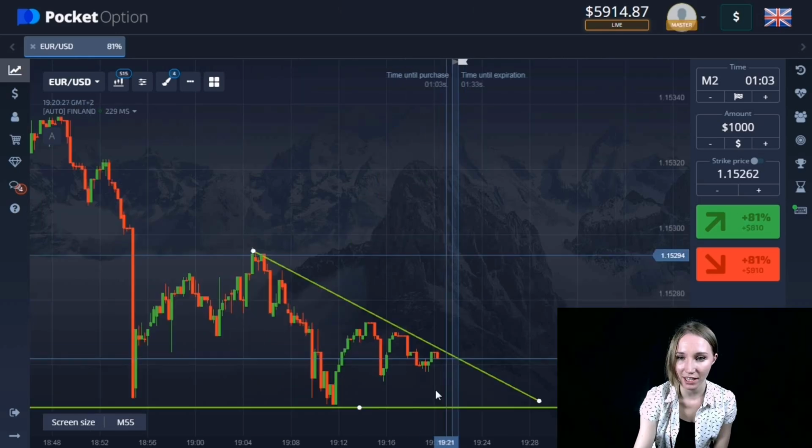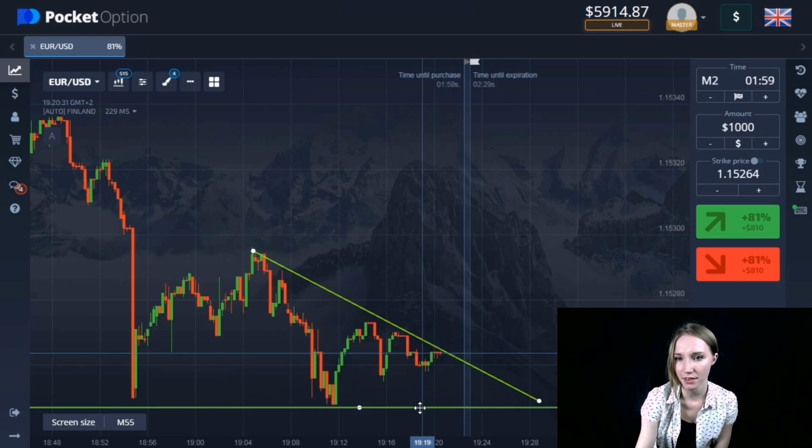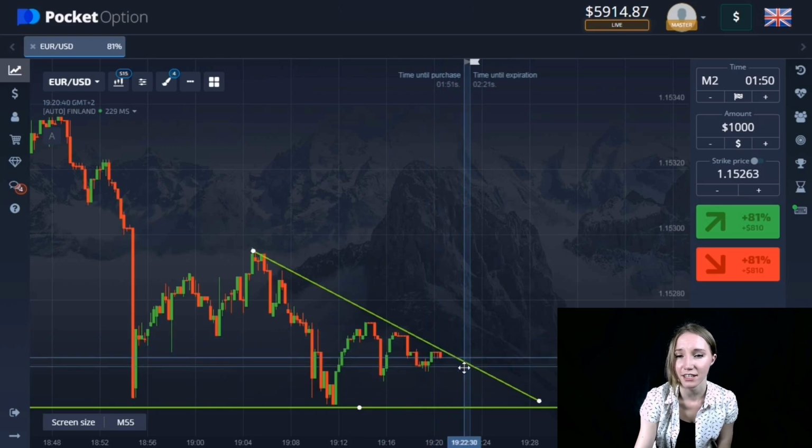Here we can see the support level that I've marked with a horizontal green line. Also, I set the oblique line of the downtrend on the upper values of the last candlesticks. This market situation resembles the figure of technical analysis, the descending triangle.